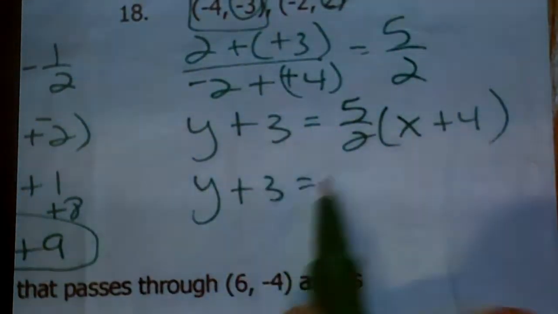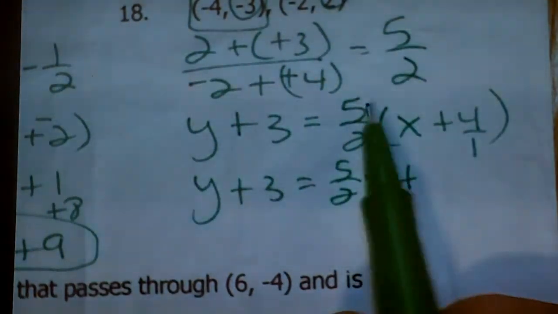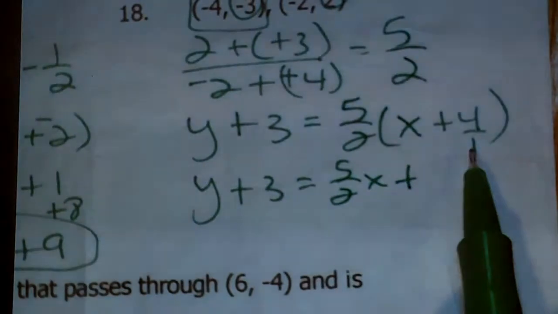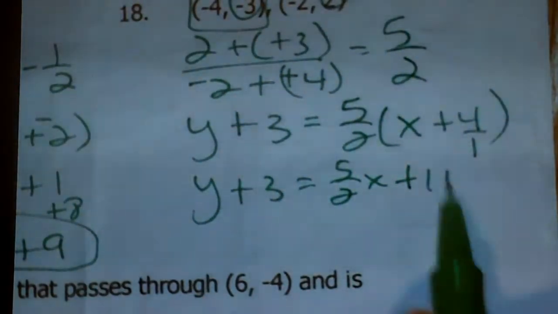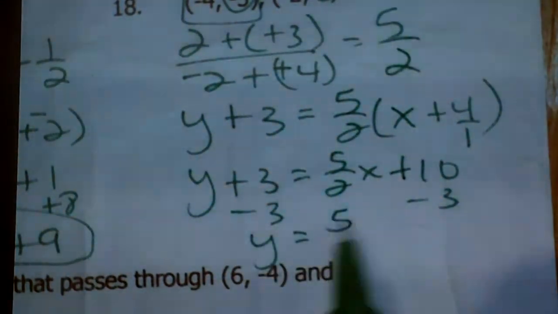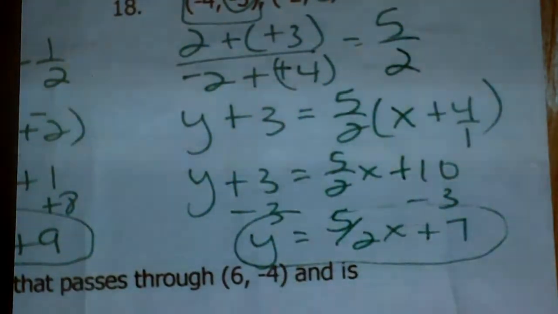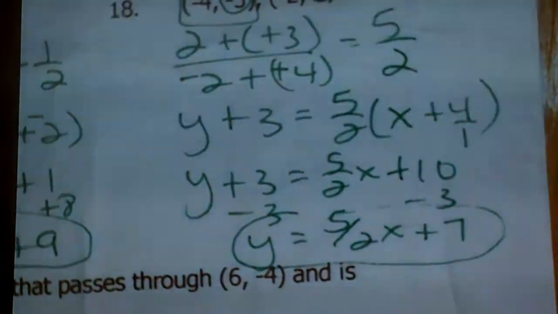So y plus 3 equals 5/2 x plus, okay, 5 times 4 is 20. 2 times 1 is 2. 20 divided by 2, that's 10. I'm going to subtract 3 or add negative 3, same thing. And y equals 5/2 x plus 7. It's okay to leave your slope as an improper fraction like that because that's what we're going to use to graph anyway. So you want the rise over run.